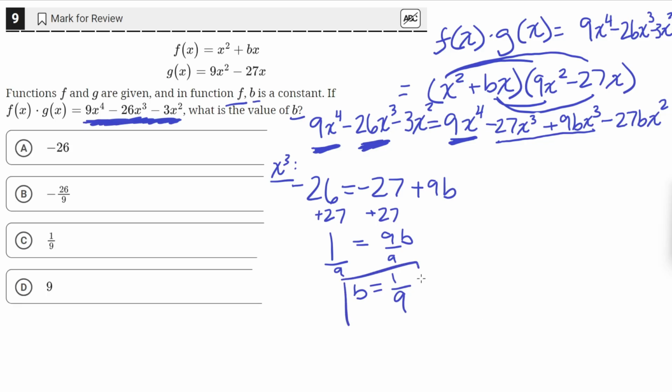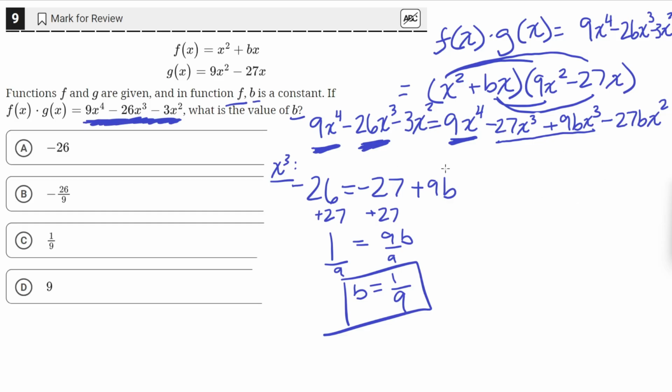So the value of b is 1/9. Because if you put a 1/9 here, 9 times 1/9, that's just equal to 1. And negative 27x cubed plus 1x cubed, that equals negative 26x cubed. So if we plugged in 1/9 for b, both sides would be equal.